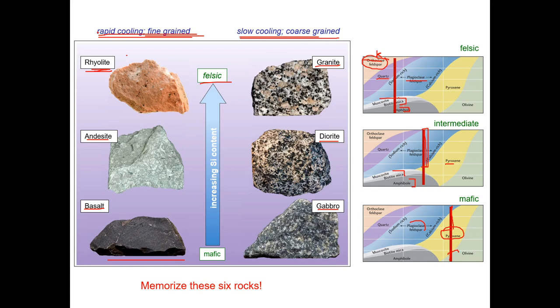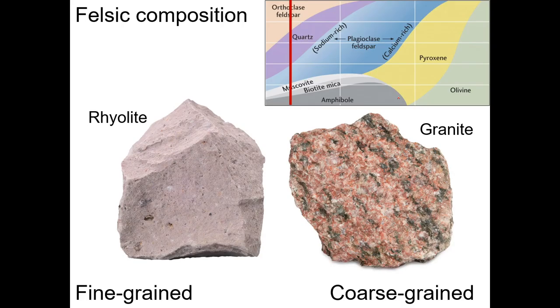You should know these 6 rocks: rhyolite, granite, andesite, diorite, basalt, gabbro. If I ask you on the test, which I will, something like, what is a fine-grained mafic rock, you should know that's basalt. If I ask you what's a fine-grained felsic rock, you should know that's rhyolite. If I ask you what's a coarse-grained felsic rock, you should know it's granite, etc. You should know those 6 rocks, and whether they're coarse-grained or fine-grained, and whether they're felsic, intermediate, or mafic. Okay. So there you go.